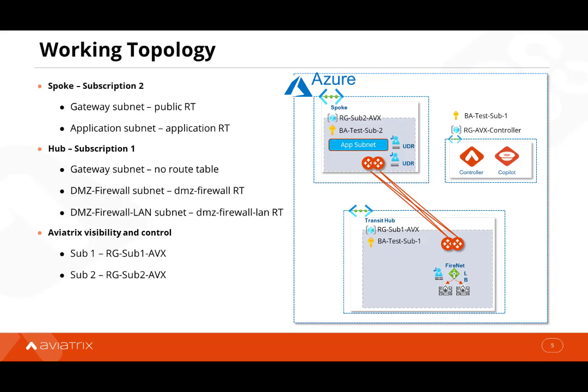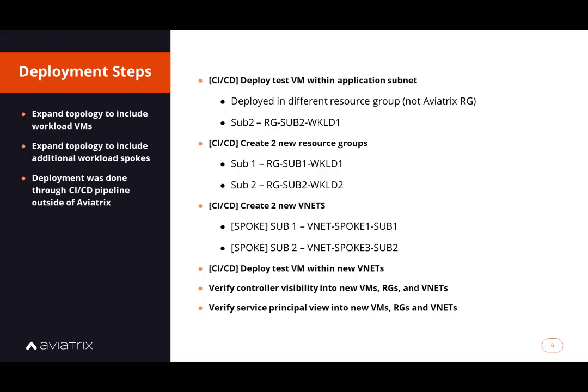Now, let's extend our topology and see how the access restrictions we put in place are carried out during further deployments. To expand our topology, we are going to deploy a test VM within our application subnet in Spoke 1. However, we are going to deploy this VM to a new resource group. In addition, we are going to create 2 new spokes, which will be deployed in new resource groups, with one spoke belonging to subscription 1 and the other belonging to subscription 2. We will deploy test VMs within each of those new spokes as well, so that we can verify what level of visibility and control Aviatrix has into these resources.